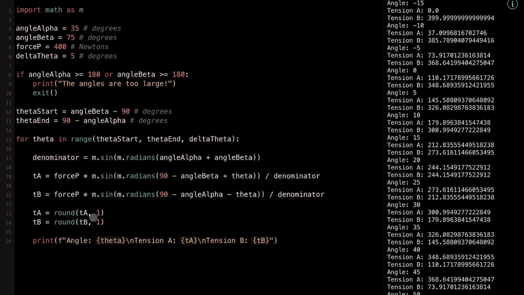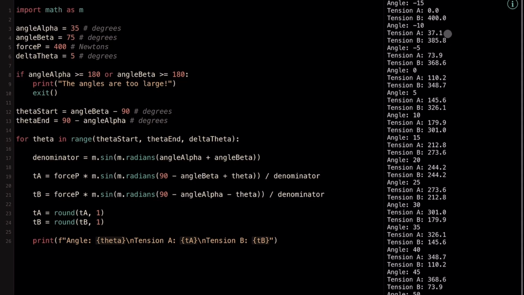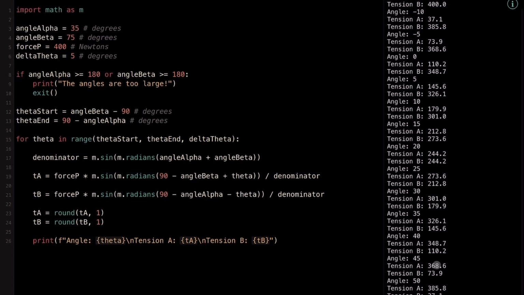So now when we run this print statement for every iteration of this for loop, we should see something a lot nicer. Let's go ahead and run that. And we can see that this looks a lot nicer and those numbers are correct. So again, for every angle theta, we have a tension in cable A and cable B, and those values are listed right here. So congratulations, you solved your second problem in statics using Python.